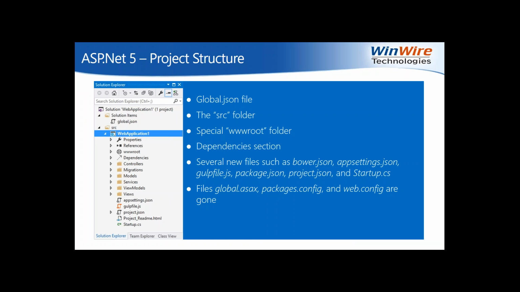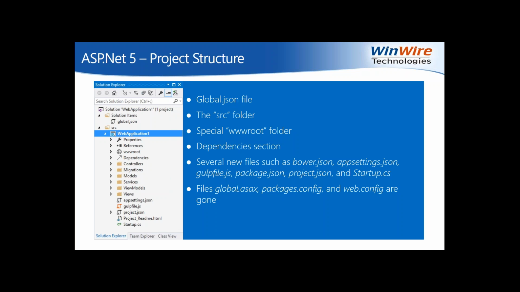Let's talk about the project structure of an ASP.NET 5 application. When you create a new ASP.NET 5 application in Visual Studio, you can see that there are some new things that you may not have seen when you created an ASP.NET or an ASP.NET MVC application of the previous versions. Now, what are these different things? We'll just go through them one by one. The first thing that you see is that there are two folders on a high level, which is the solution items and your SRC folder.